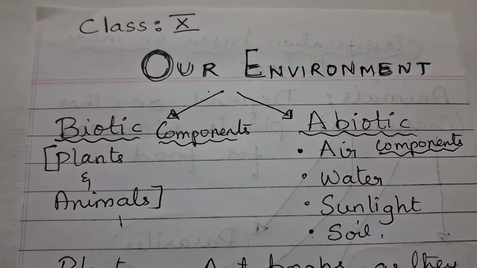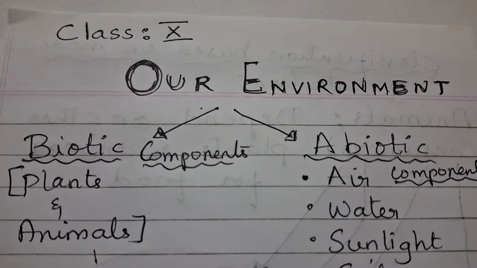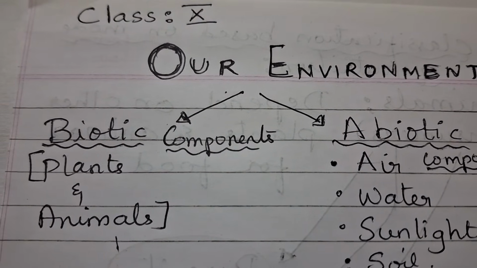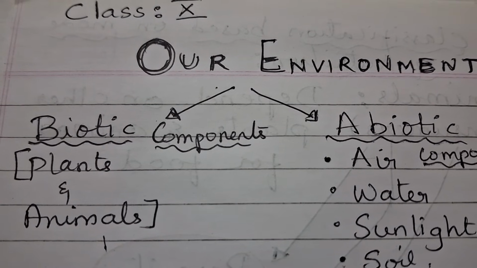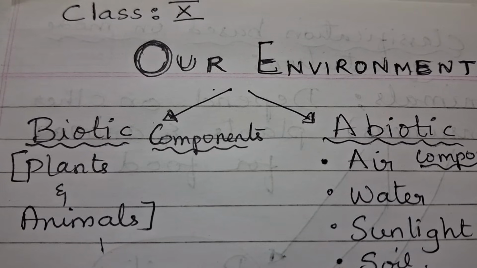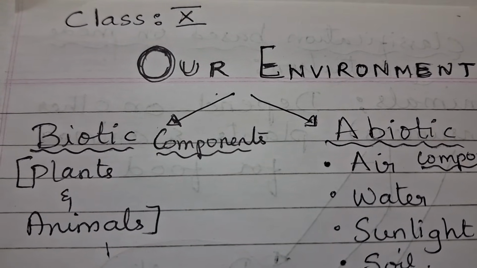Today's video is about our environment, class 10. So what is the environment? Environment refers to the surrounding where an organism lives. When an organism is living, if it lives on land or if it is an aquatic creature, it has to live in water, it needs air, biotic and abiotic factors.